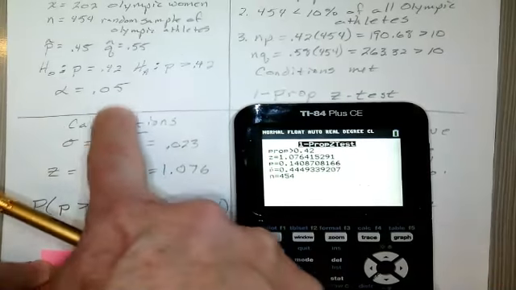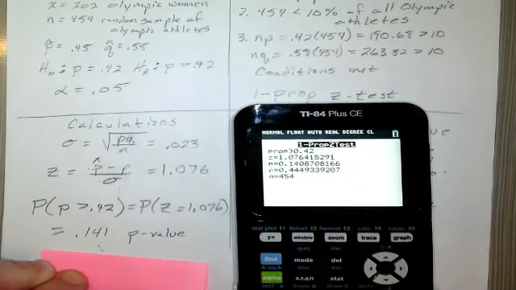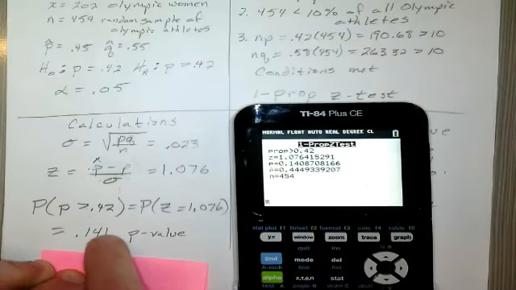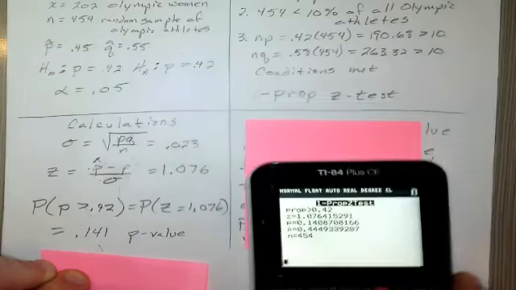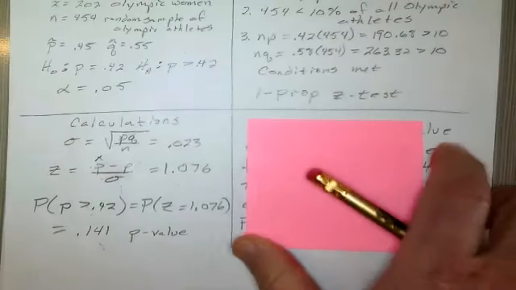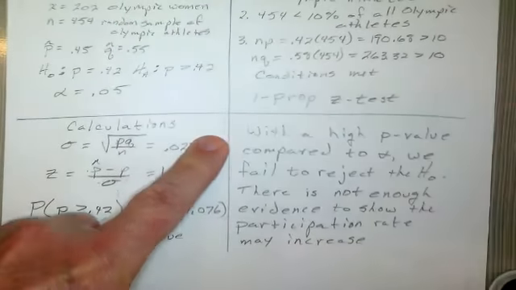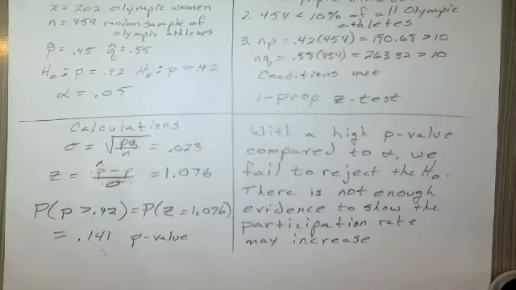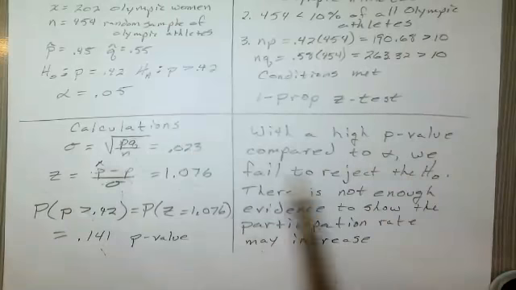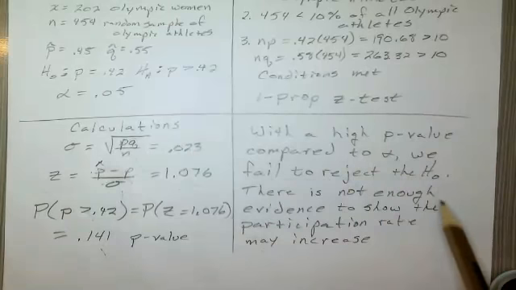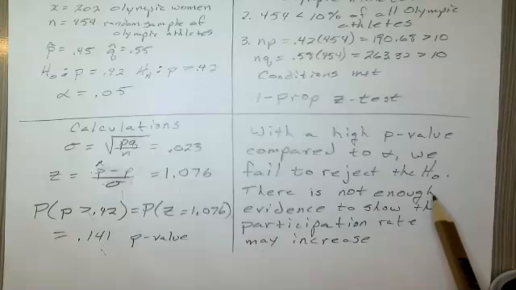Wow, look at that compared to that. Which one's bigger? Obviously, this is much bigger than that. So since it is bigger, our p-value is greater than alpha, and we come to our conclusion. Here's our conclusion. With a high p-value compared to alpha, we fail to reject the null hypothesis.